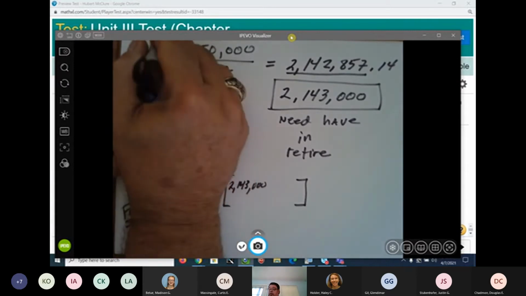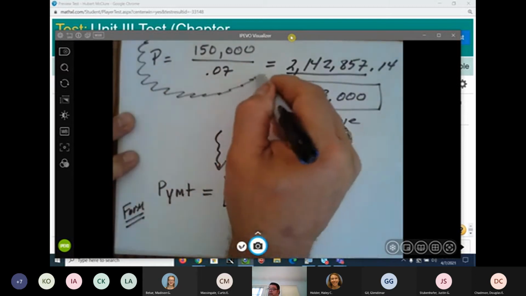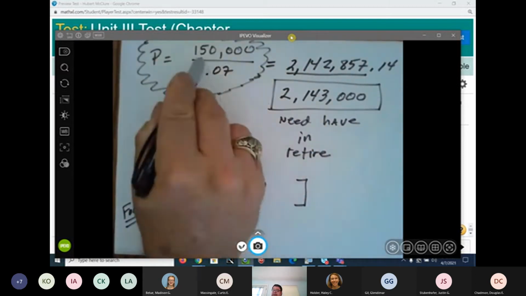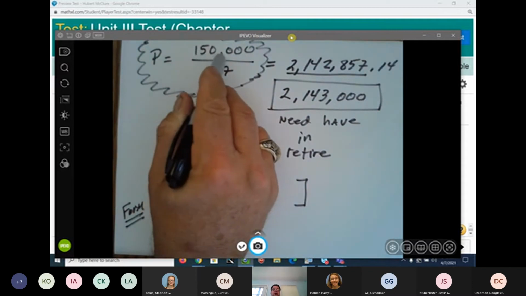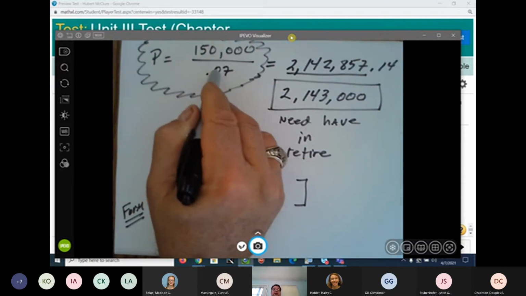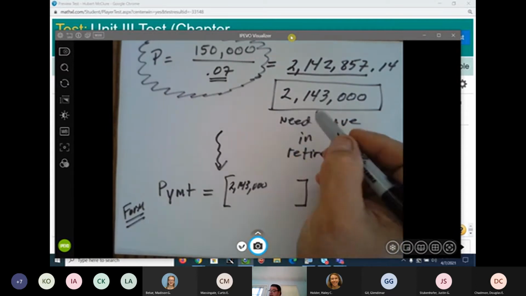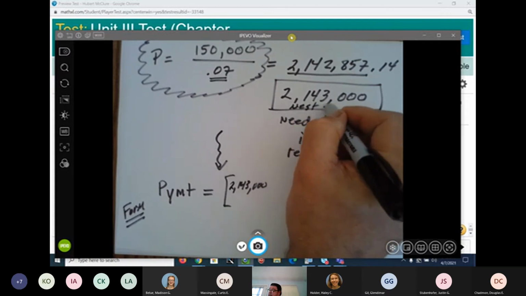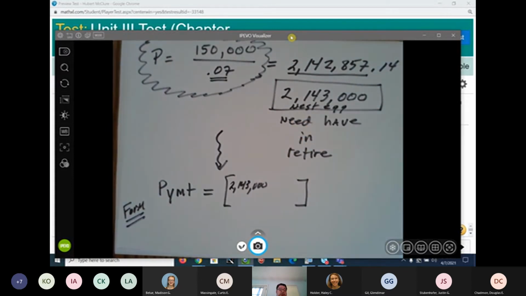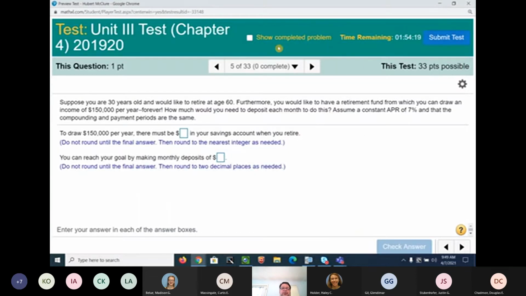Okay, I just wanted to reiterate, if you're talking about forever, you've got to take the desired amount, $150,000, and divide it by the rate. And that gives you the nest egg. This right here is the nest egg. So, if you want to retire with a decent retirement, you're going to have to put away at least $2 or $3 million. Another thing to make a good decision off of when you graduate high school.